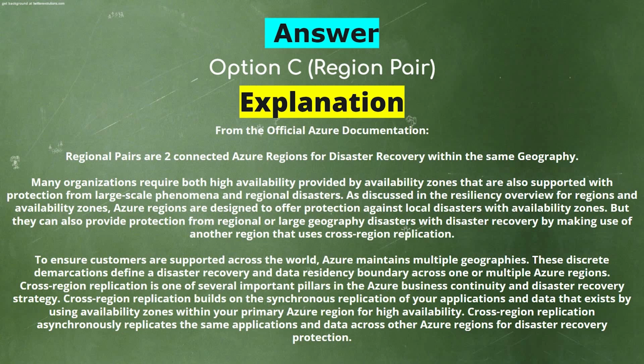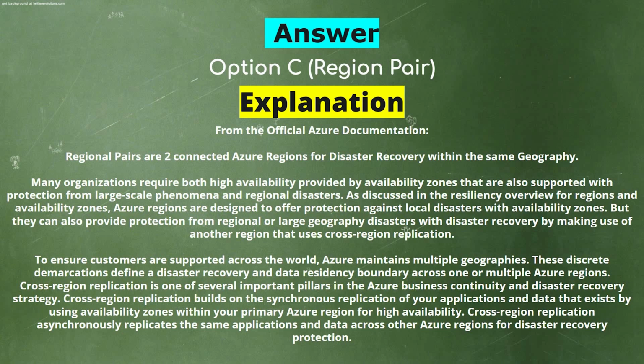To ensure customers are supported across the world, Azure maintains multiple geographies. These discrete demarcations define a disaster recovery and data residency boundary across one or multiple Azure regions. Cross-region replication is one of several important pillars in the Azure business continuity and disaster recovery strategy.